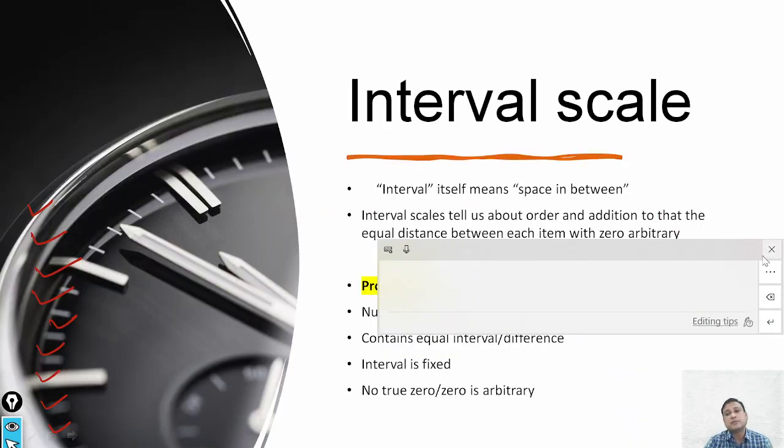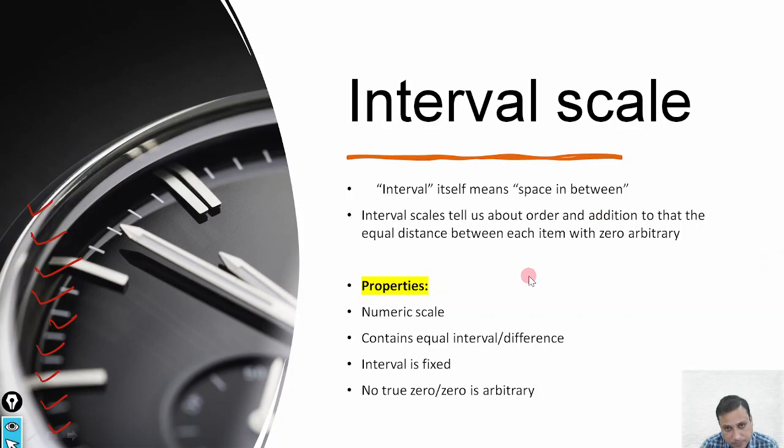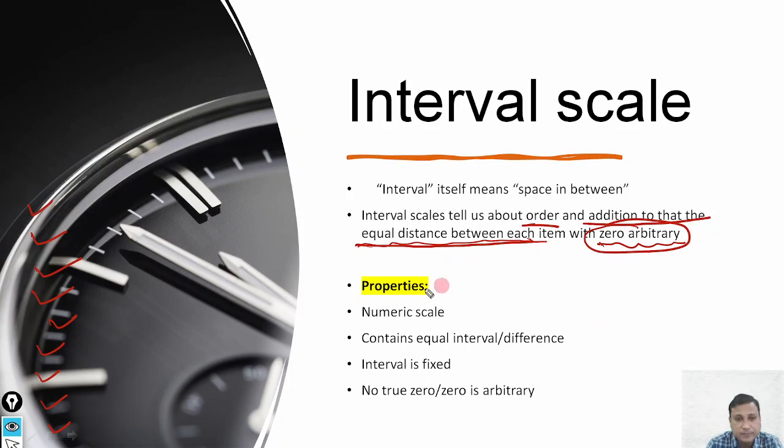The next type of measurement scale is interval scale. What is interval? Interval itself means the space in between. Interval scale tells us about the order, and in addition to that, equal distance. This is very important: equal distance between each item with zero arbitrary. And this is also again a very important thing. What does that mean? Let's see.